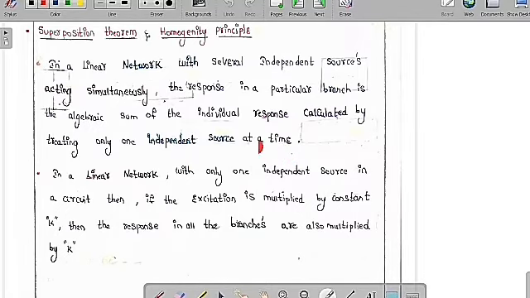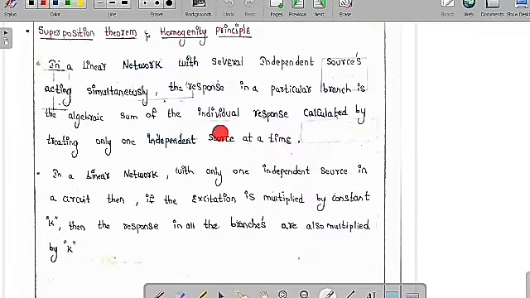So here the point is very simple. Suppose you take any linear network, and several independent sources are present simultaneously, that is, every source is present at every time. Then the response in a particular branch is the algebraic sum of the individual responses, calculated by treating only one independent source at a time.